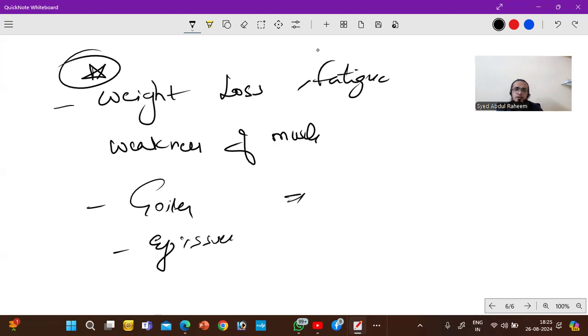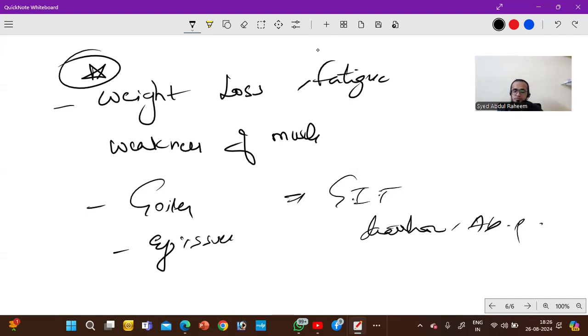Okay, this is the clinical feature of hyperthyroid. So what are the GIT symptoms? The patient will have diarrhea, abdominal pain, and other symptoms like gastritis. And in the female patient, you can see the menstrual flow quantity and duration will also diminish.